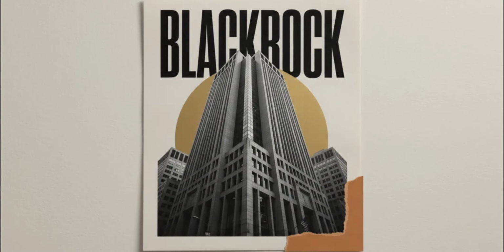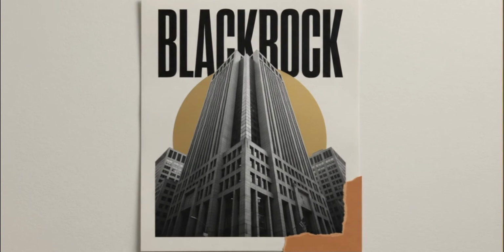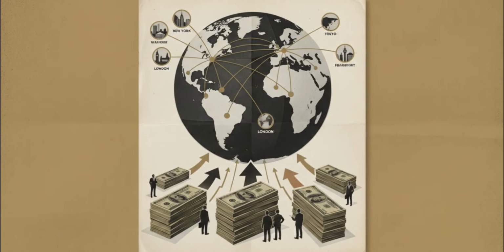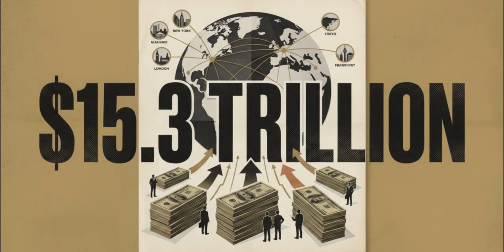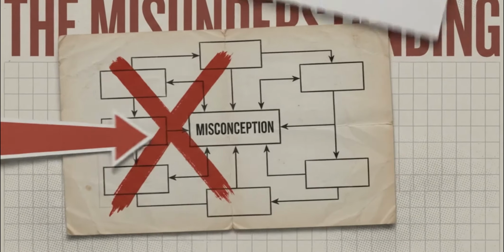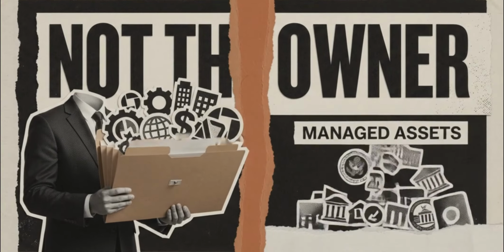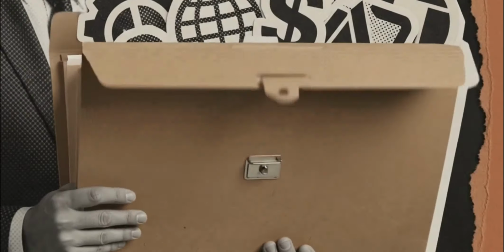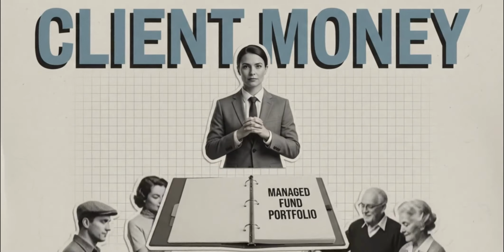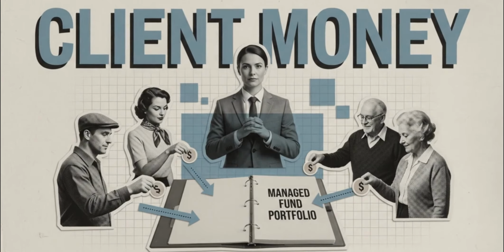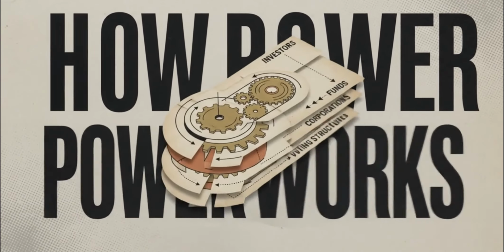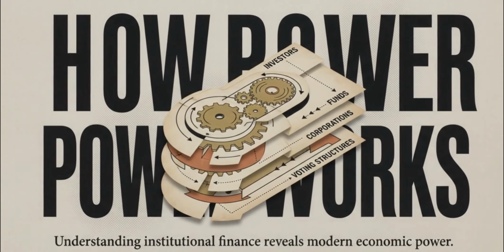Its name is BlackRock. And by 2026, BlackRock says it manages about $15.3 trillion in assets for clients around the world. But here's the part most people misunderstand. BlackRock doesn't simply own $15 trillion worth of companies. It manages that money on behalf of investors. And that distinction reveals how one of the most powerful forces in modern capitalism actually works. Introduction.